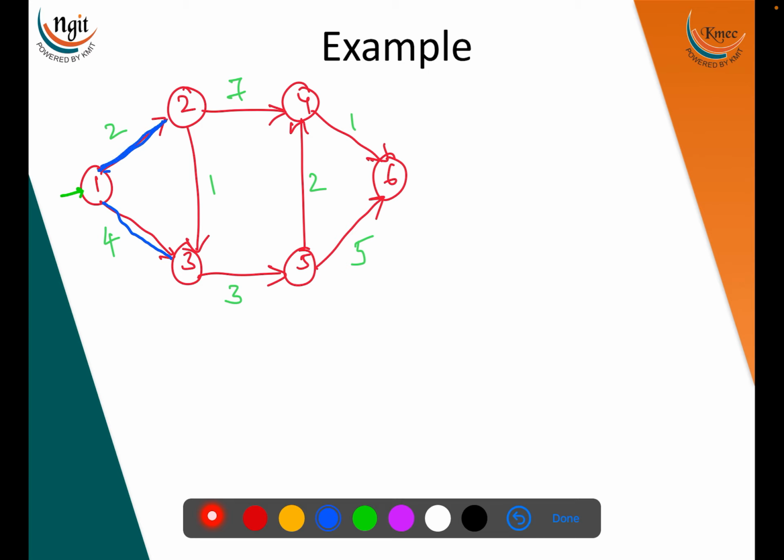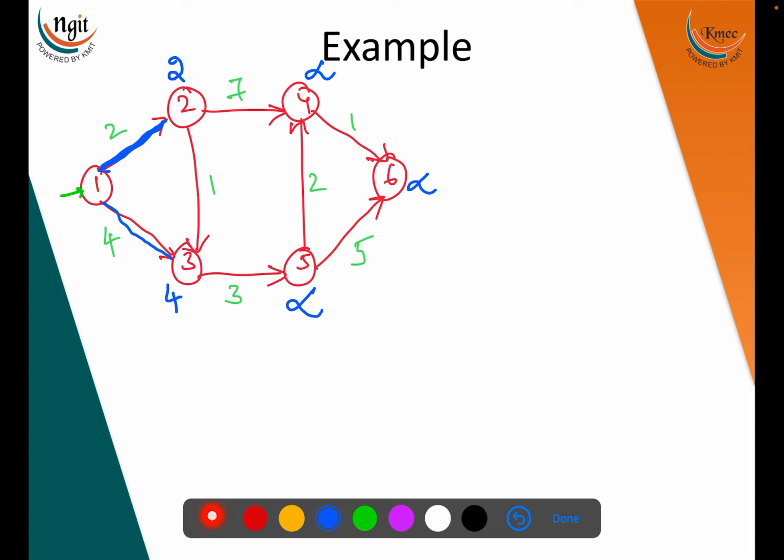Now I am traveling from 1 to 2. So now at vertex 2 the cost is what? 2. At vertex 3 the cost is what? 4. And as I do not find any edge from 1 to 4, it is infinite. As I do not have an edge from 1 to 5, it is infinite, and the last one is also infinite, right?